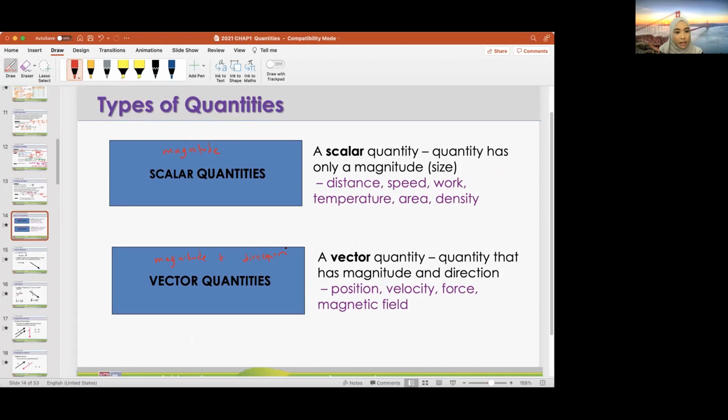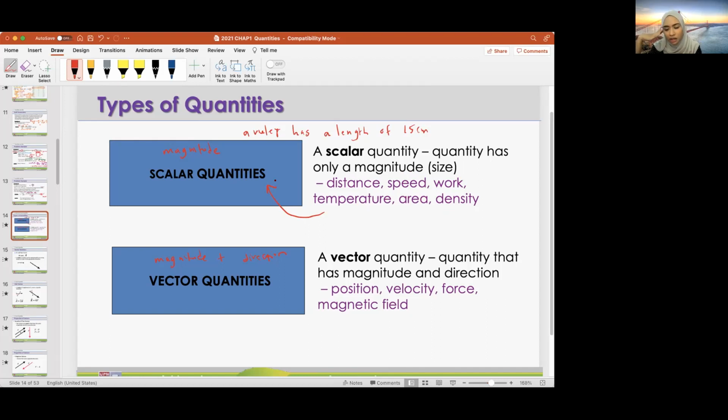For example, length. Length only has magnitude. If I tell you this ruler is 15 centimeter, do I know the direction of the ruler? No, I only know that the length is 15 centimeter. So a ruler has a length of 15 centimeter. Do I know the direction? No, because it's length. Length is not supposed to give me direction. So length is under scalar quantity, or distance. And then speed, work, temperature, area, density are under scalar. If you talk about it, you won't know the direction.